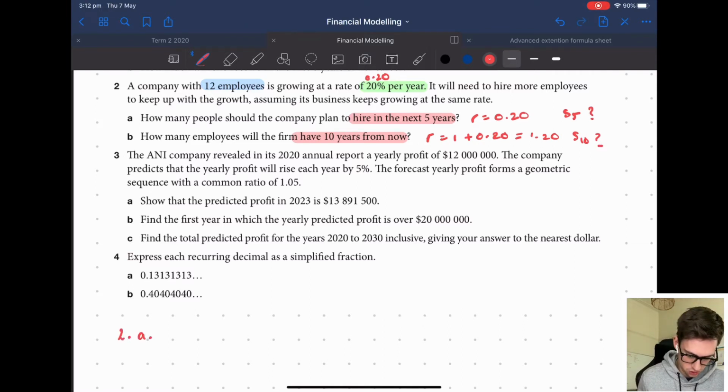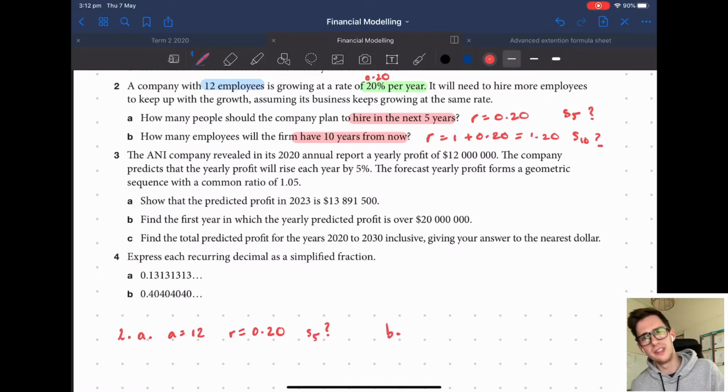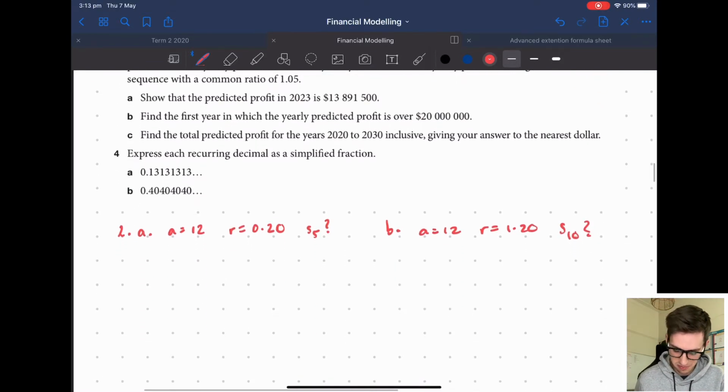Okay, so for part A, I'm starting with 12 employees. My growth rate is 0.2 or 0.20 if you want to keep writing it like that. I will, just so you don't get confused as to where that zero's gone. And I'm finding the 5th term. For part B, now I don't normally set out part A and part B at the same time, but I think it's important to understand what separates these questions. A is still 12, now my rate is 1.20 because I'm talking the whole firm, so their increased size. And I'm going to be finding S10.